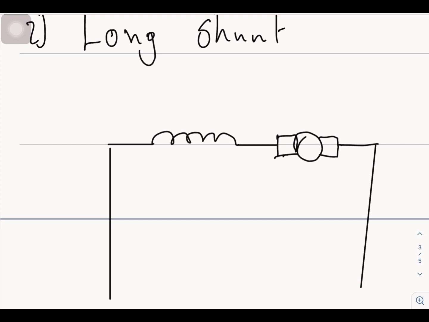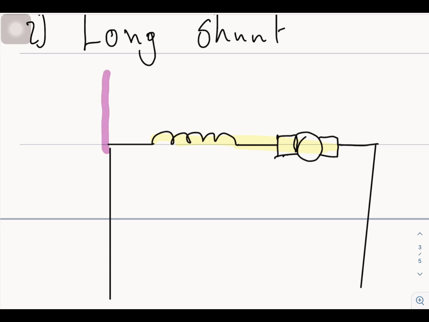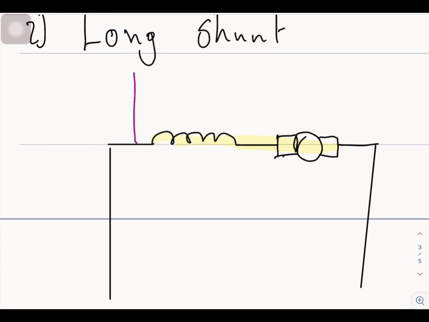Okay, here's the series now. A long shunt will shunt both the series field winding and the armature field winding.